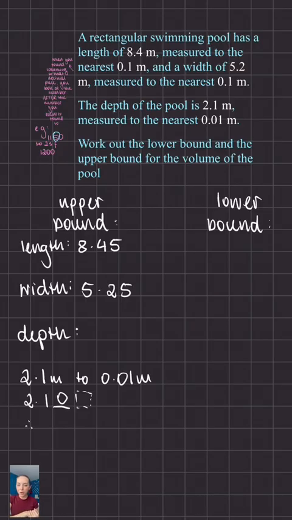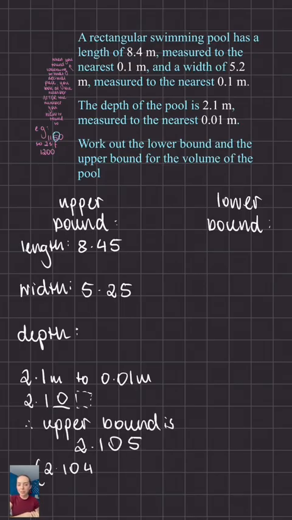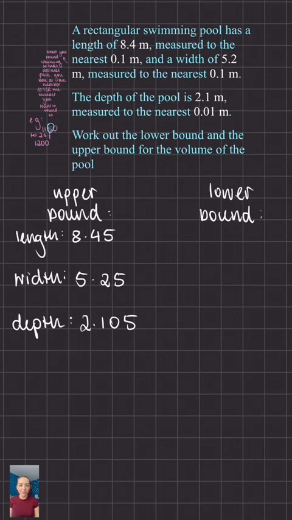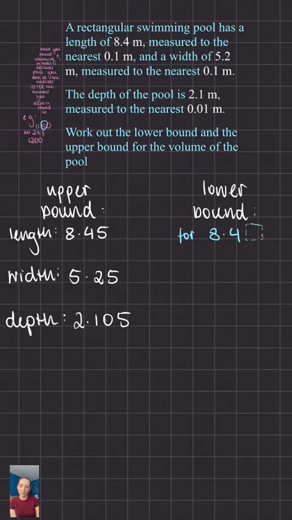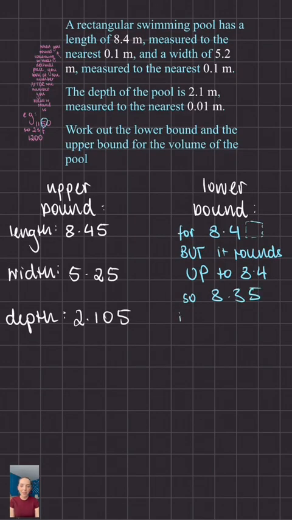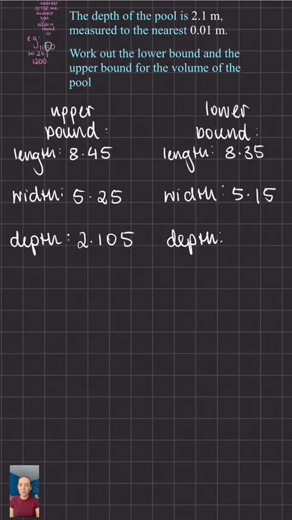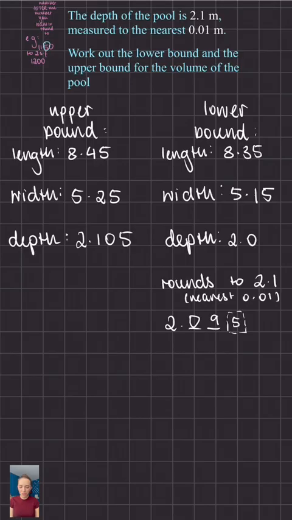Half of 0.01 is going to be 0.005. 2.1 plus 0.005, as it's the upper bound, is going to give us 2.105. When it comes to finding the lower bound, the same concept applies except in the other way. So you can either half the degree of accuracy or you can try to logic your way to the final answer. For the lower bound, you want the lowest value that would still round up to 8.4. So the lowest that it could possibly be is 8.35. And you would have gotten the same answer if you halved 0.1 and took it away from 8.4. Applying this concept, you get the width to be 5.15 and the depth to be 2.095.